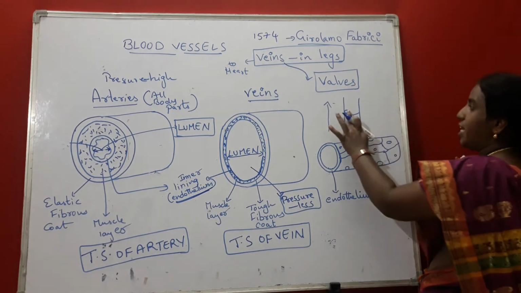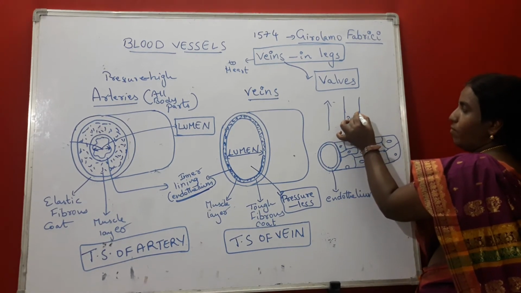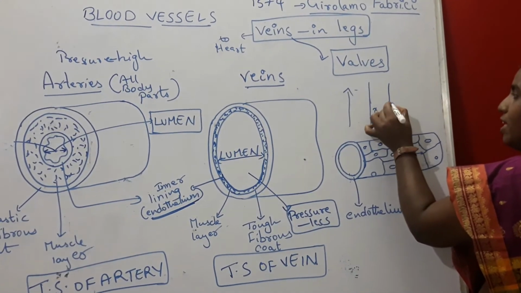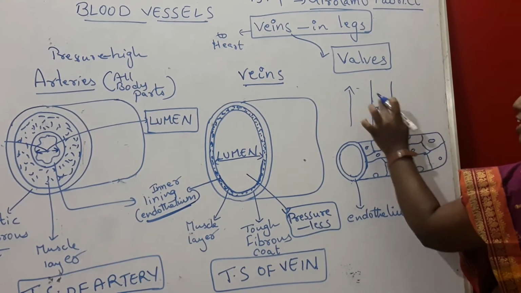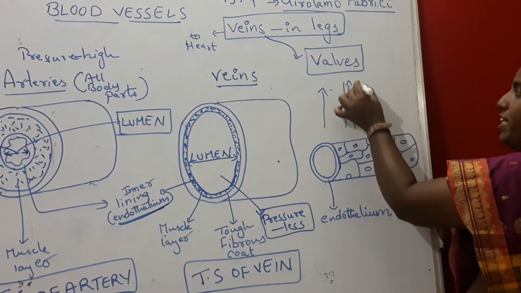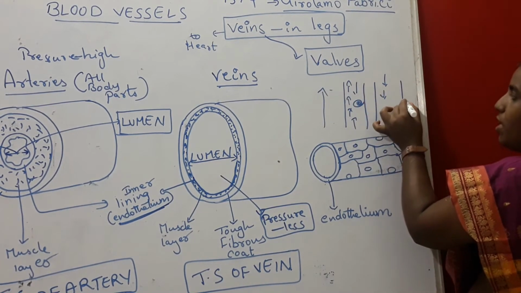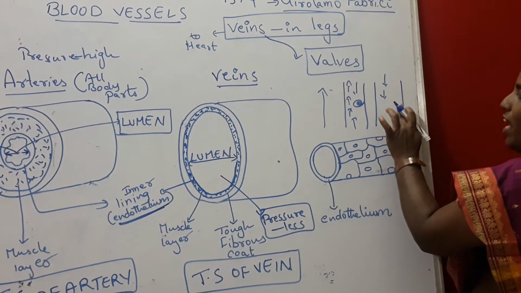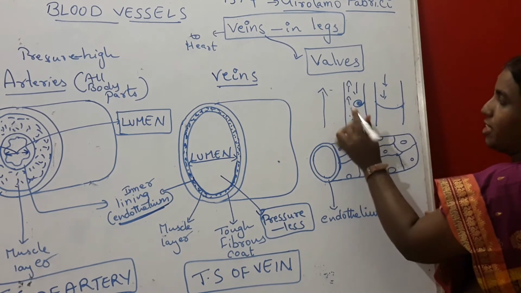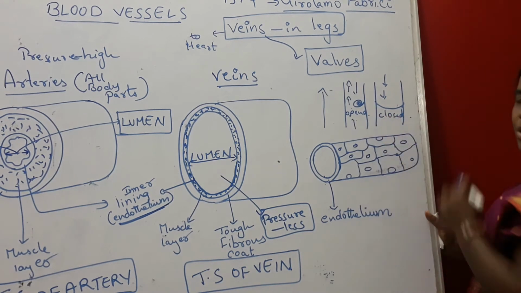Here you can see that when the blood flows upwards and touches the walls of the valve, the valve automatically gets folded. Therefore, blood flows up. If the blood tries to come back, the folded valve gets opened and closed. So this is an opened valve, whereas this is a closed valve.